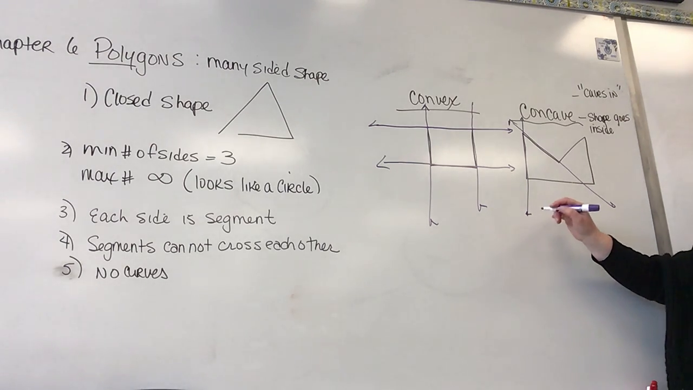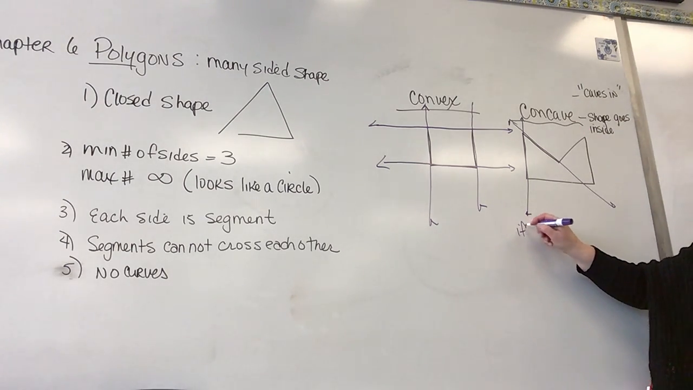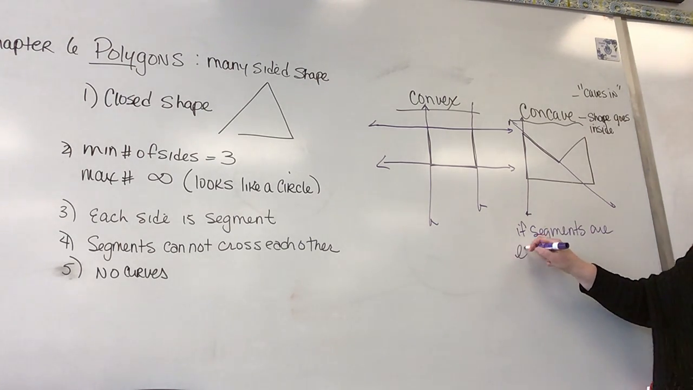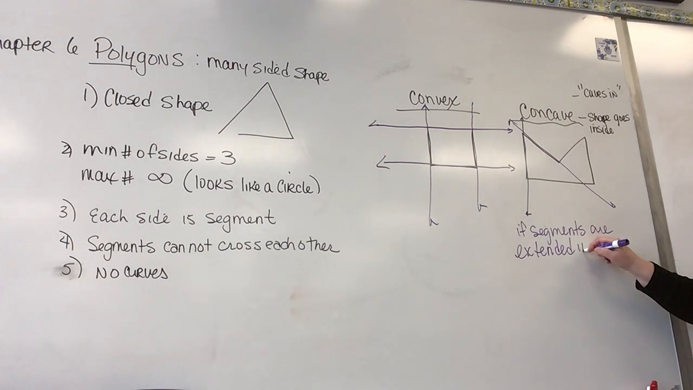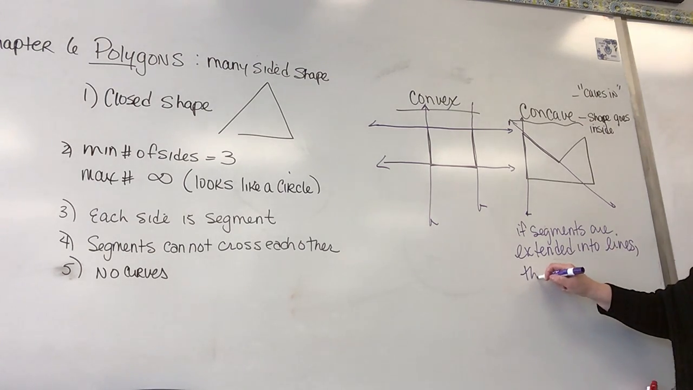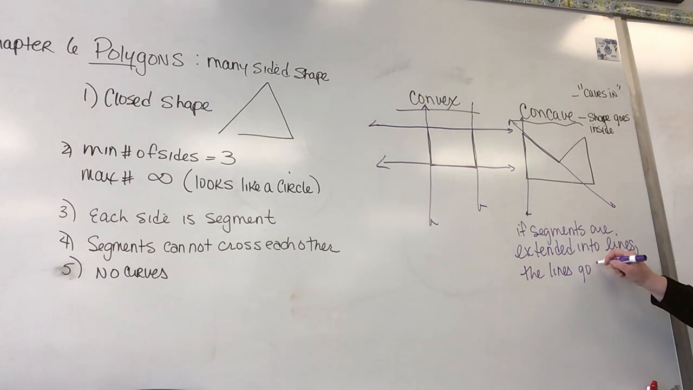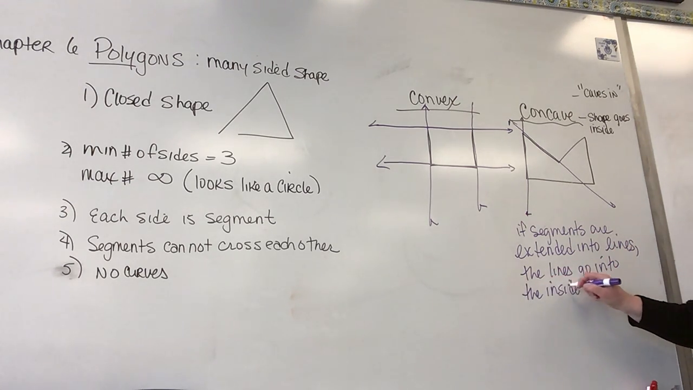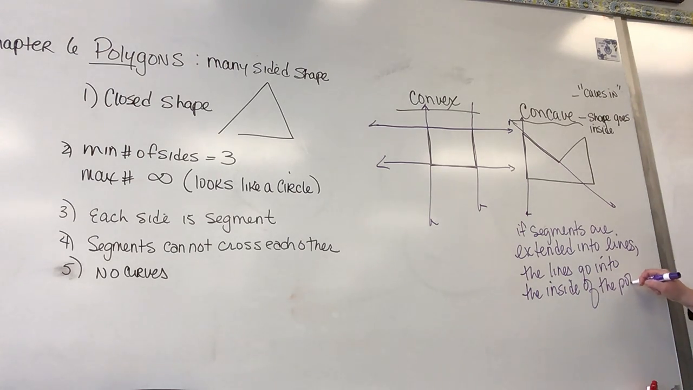So are you ready? Formal definition of concave. If the segments are extended into lines, the lines go into the inside of the polygon. But I like Lauren's better. I can remember it. If it goes inside or it caves in, then you know the shape is concave.